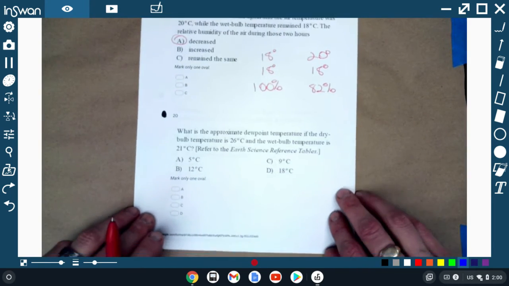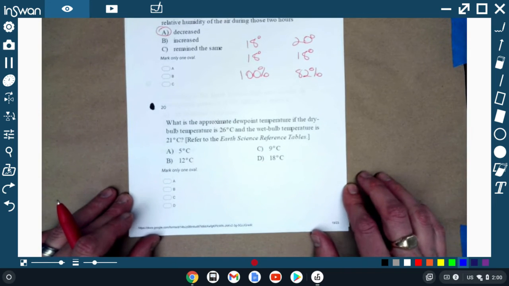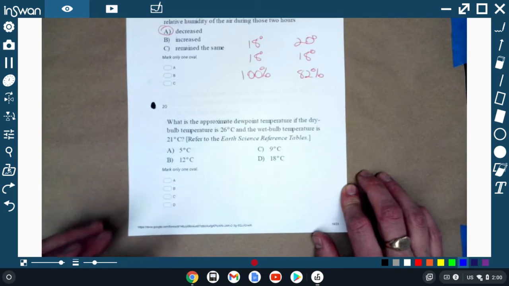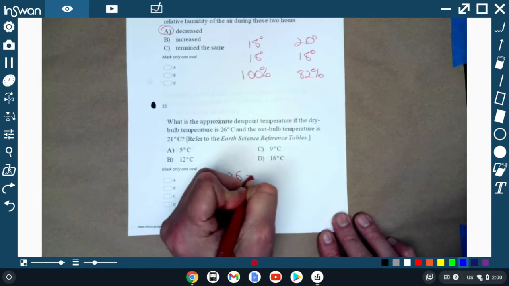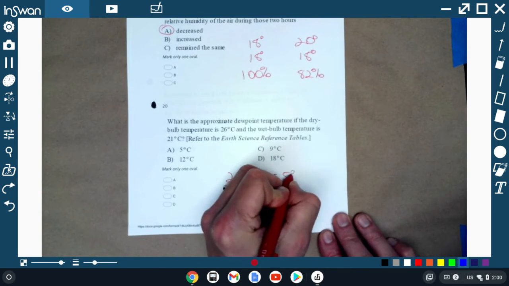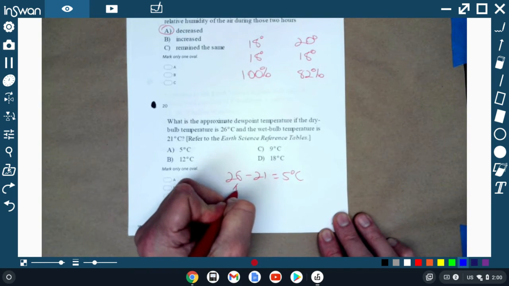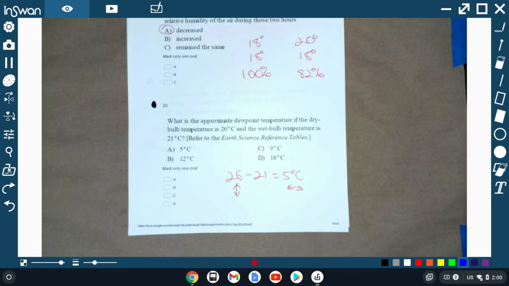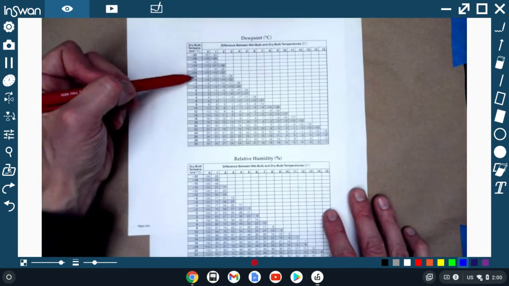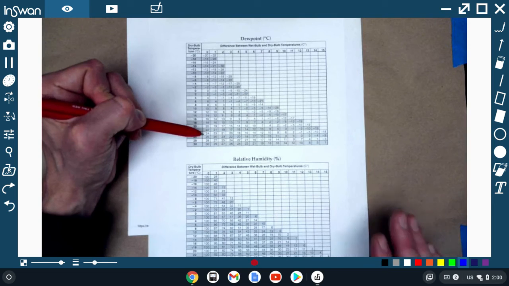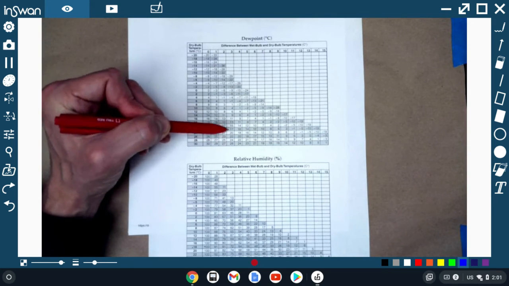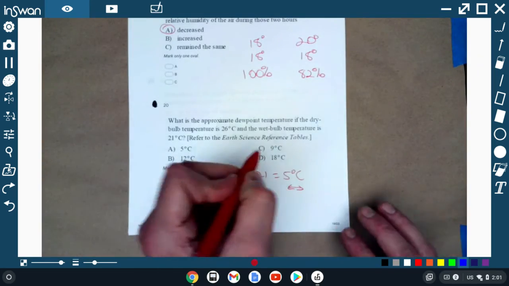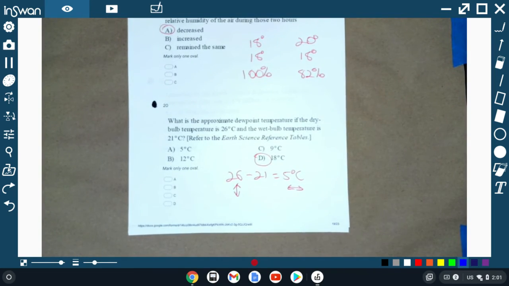Number 20. What's the approximate dew point temperature if the dry bulb is 26 degrees and the wet bulb is 21? Well, 26 minus 21 equals 5 degrees Celsius. So this is my up and down, and this is my left and right. So let's go to 26 degrees down. So 26, and we'll go over 5, 0, 1, 2, 3, 4, 5, and that's 18 degrees Celsius for our dew point, and that makes letter D correct for number 20.